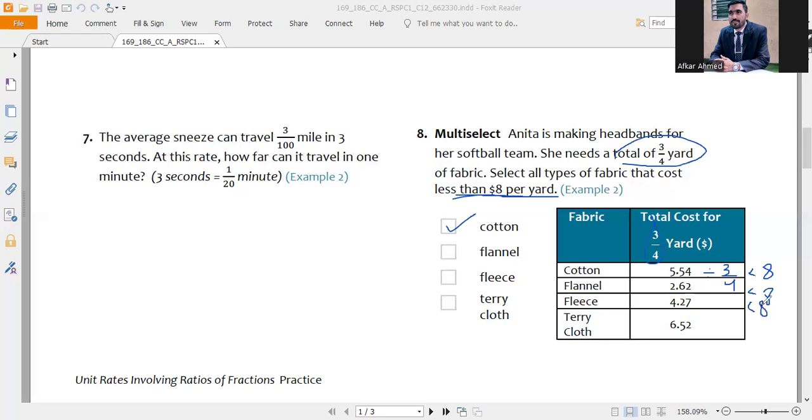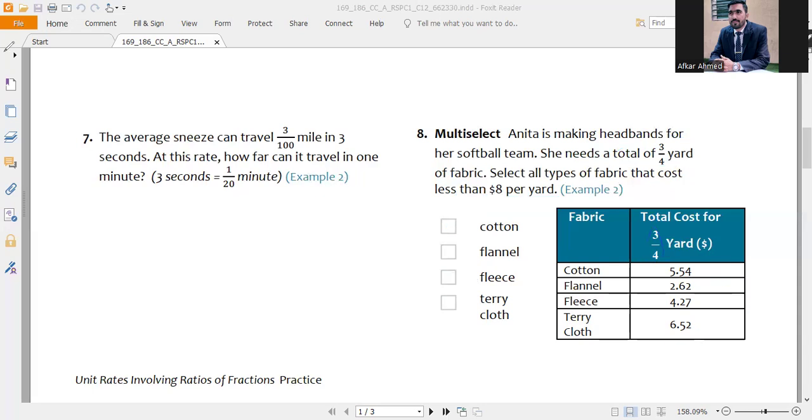But when you divide the last one, the terry cloth, 6.52 divided by the total yard that is given, 3 over 4, the cost will be more than 8, which is not possible. So we are just going with the first three fabrics, and the fourth one is not possible. We are doing the same thing in all the questions repeatedly. Okay, now question number 5 is remaining.